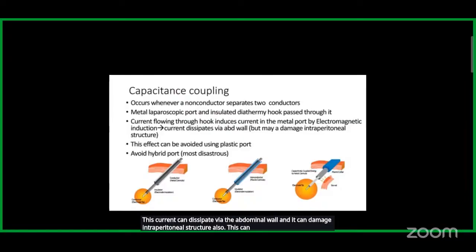This can be avoided by using plastic ports, but the risk is very high with hybrid ports. Hybrid ports means it has both metal and plastic parts. So to avoid capacitive coupling, you have to use plastic ports. That is the takeaway point here.